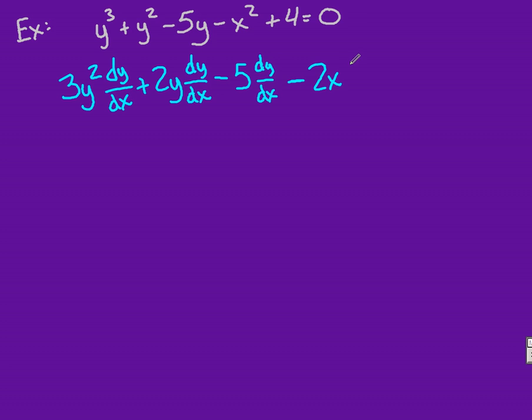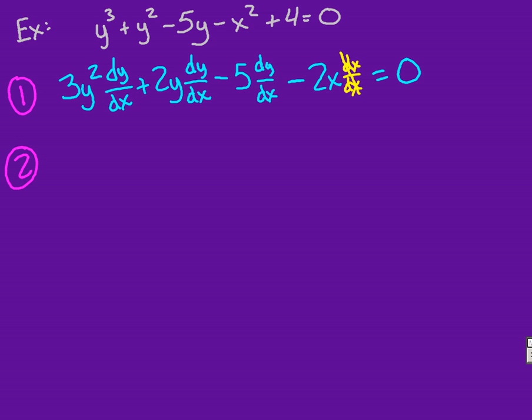If you want to think about it, technically I should say times dx over dx, because I'm doing it in terms of x, but what is dx over dx? It's just 1. That would go away anyway. Okay, derivative of 4 is 0, and then derivative of 0 on the other side is also 0. So that right there is step 1, to find a derivative of each term.